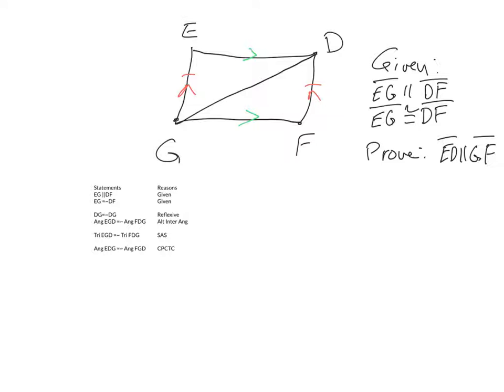Finally, I can say that GF is parallel to ED, and that's by the converse of the alternate interior angle theorem. Okay, so there's a quick proof to show you how CPCTC can come into play to give us two angles that we needed but we couldn't have found if we didn't prove those triangles congruent first.